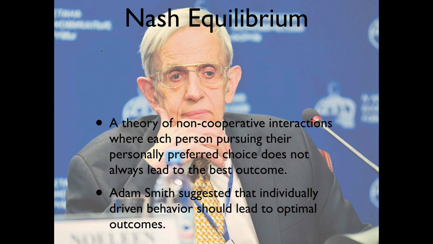What John Nash showed is that sometimes it doesn't occur like that. And he showed that even when people pursue their own interests, sometimes we get to outcomes that they don't actually prefer. They would prefer a different outcome, but they can't actually get there. And we'll illustrate that in a little bit with the Prisoner's Dilemma game.